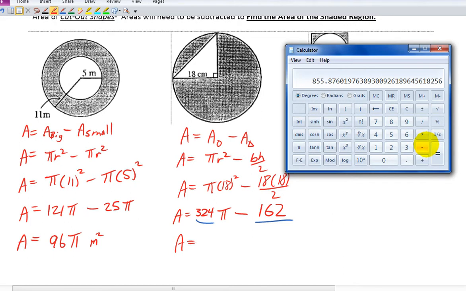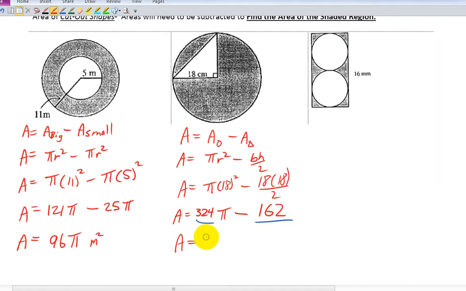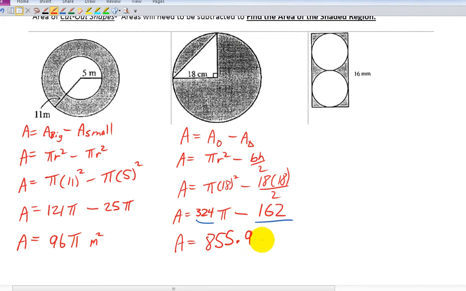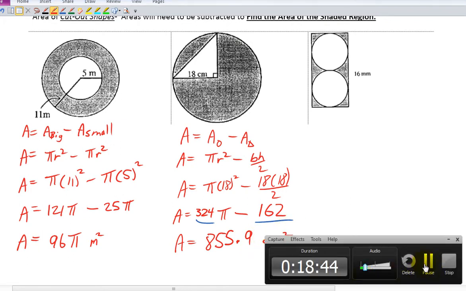Round to the nearest tenth, please. Everyone should try that on the calculator to make sure you can do it. Does anyone need help finding their pi button? Come on up, Josh. Anyone else need help? Good. Any questions?